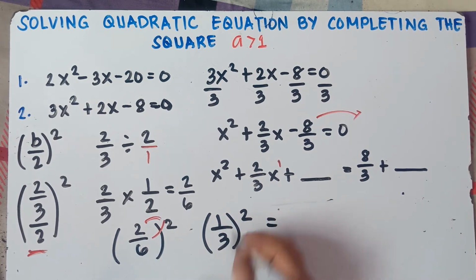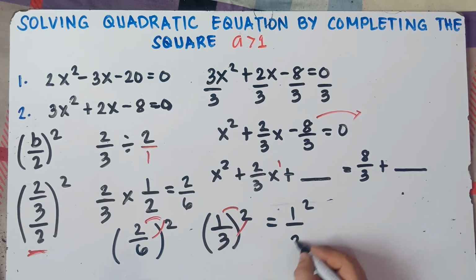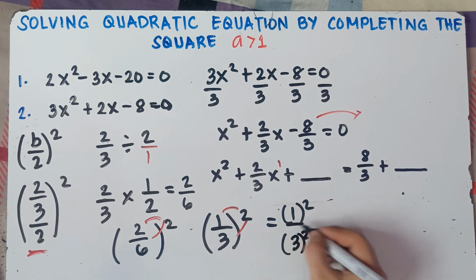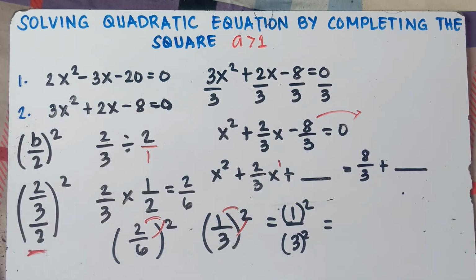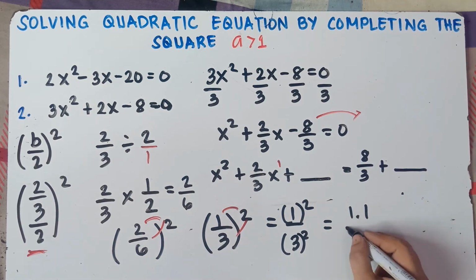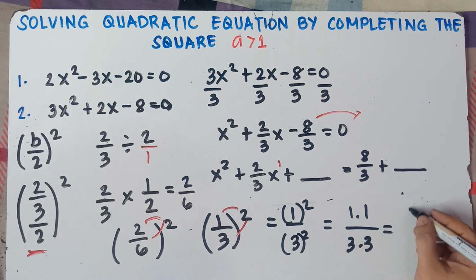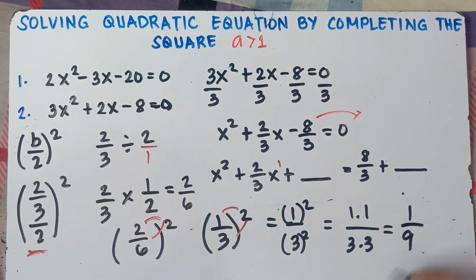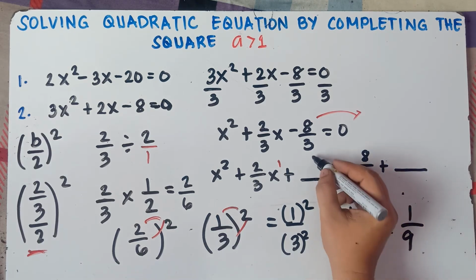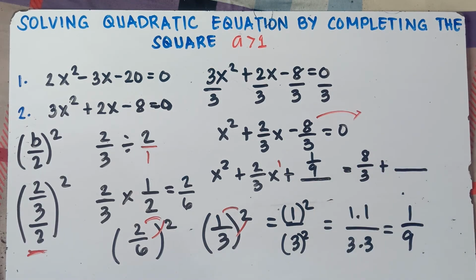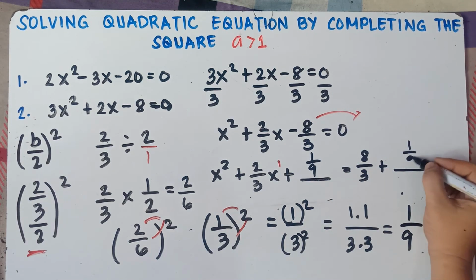Alright, so distribute this one. This will be 1 squared over 3 squared. 1 squared doesn't mean 1 times 2, that would be 1 times 1. 3 squared would be 3 times 3. So 1 times 1 is 1, 3 times 3 is 9. So therefore, we need to add 1 over 9 on the left side, and we also add 1 over 9 on the right side.